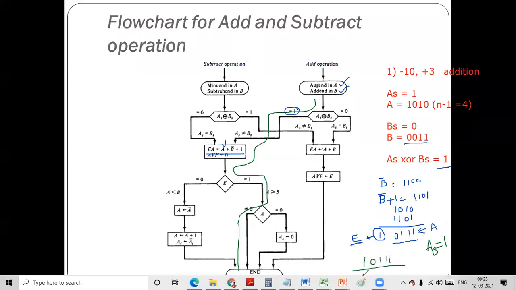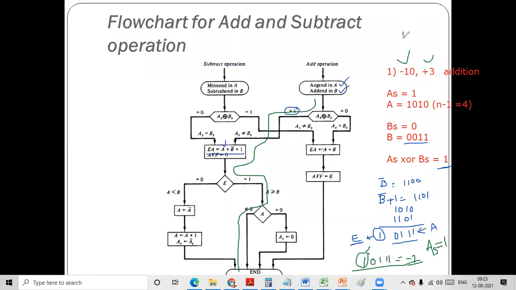Okay. So your result is also in sign magnitude form, because your inputs are in sign magnitude form, and we will be getting the result also in sign magnitude form. What is this value? So this represents the sign. Minus 7. So minus, and magnitude is 7. So minus 7. So that is what we are expecting. Minus 10 plus 3 is minus 7. Okay. Is this clear? Yes, ma'am.